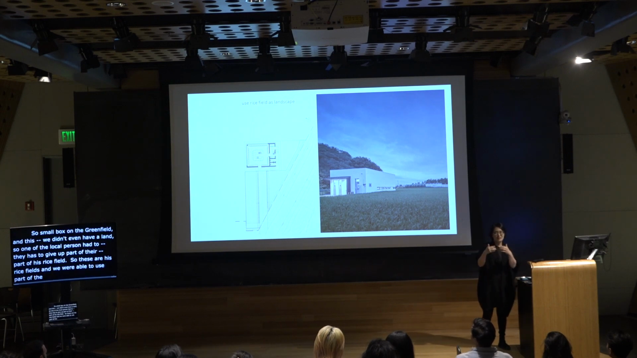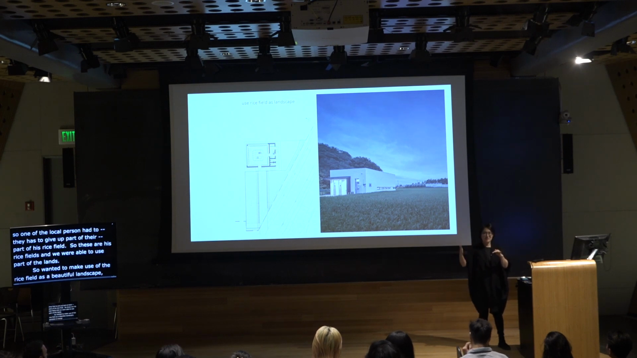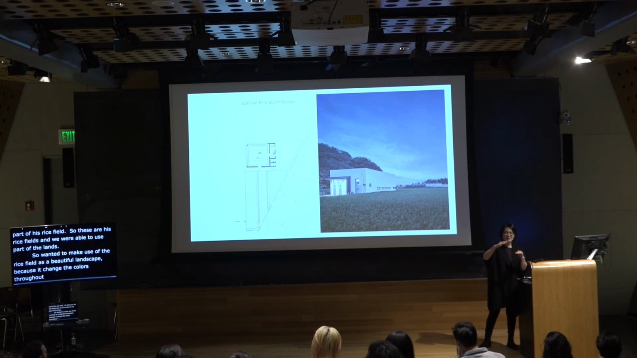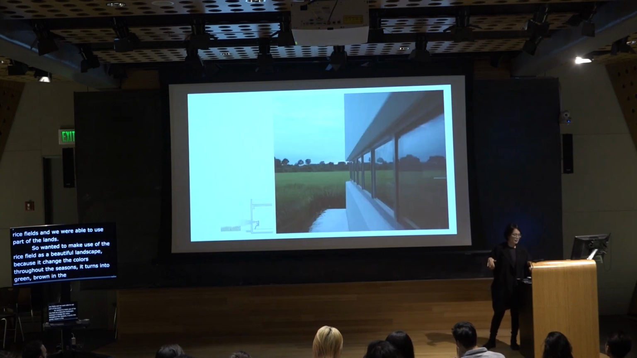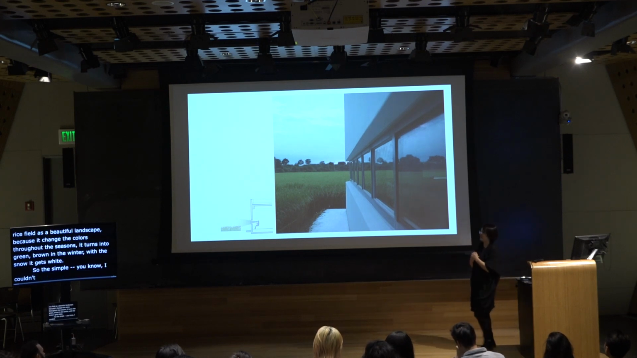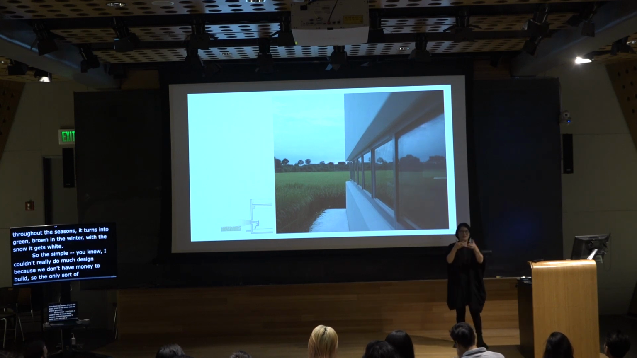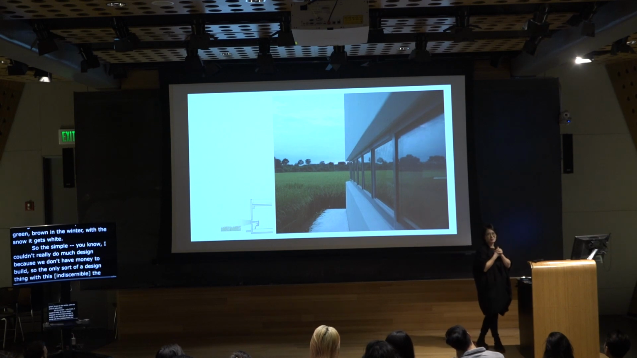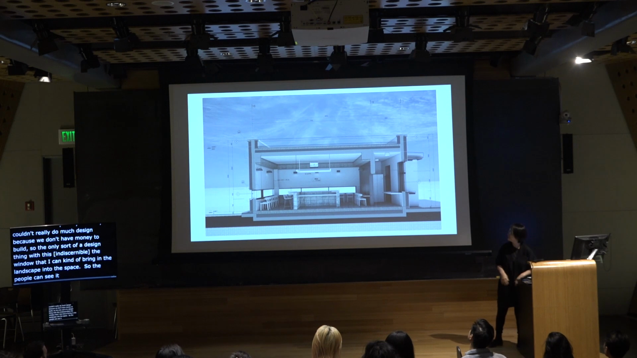We wanted to make use of the rice field as a beautiful landscape, because it changes colors throughout the seasons. It turns green, brown, and in the winter with the snow it gets white. I couldn't really do much design because we didn't have money to build. So the only design thing was to strip the window so that I can bring the landscape into the space so that people can see it from inside. And this is how we've done it.